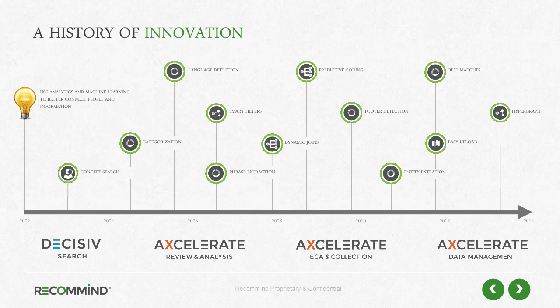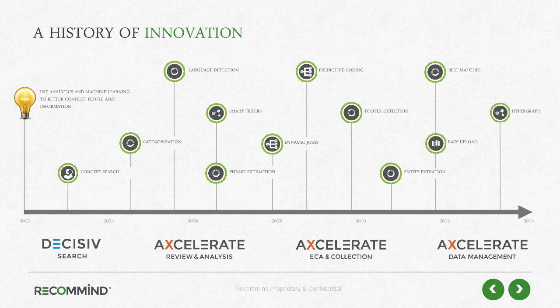So if we go back across the history of innovation at Recommind, going all the way back to the early 2000s, you can see that we have really been able to add very advanced capabilities into our different product offerings. And of course, our entry into e-discovery, starting with our first release of Axcelerate in the 2006-2007 timeframe.